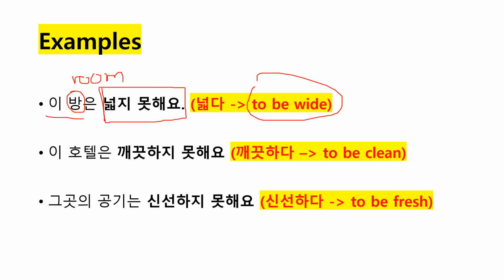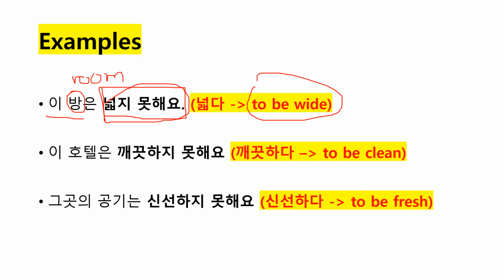So this room is not wide enough, is not spacious enough. It is spacious, it is big, but not as spacious as I expected, okay? So 넓지 못해요. But if you say 넓지 않아요, it means it's not spacious. Spacious, it's very narrow, okay?